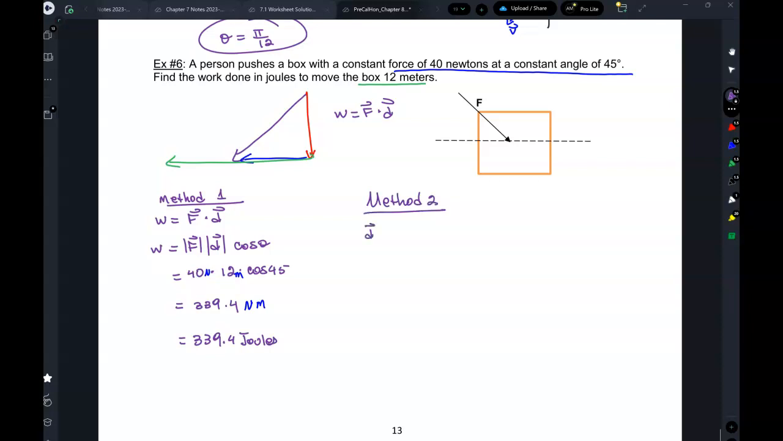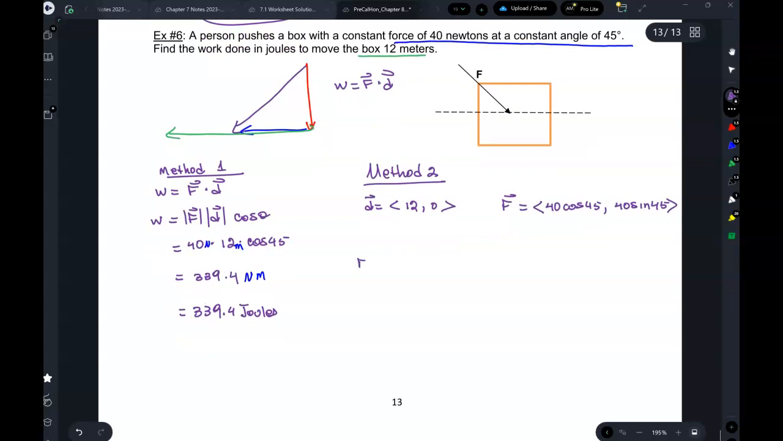Method two is, okay, what is the distance vector here? 12, 0, right? It's just moving 12. What is the force vector? 40 cosine 45, 40 sine 45. That's the same as what you were doing on the quiz, right? You have a vector and a whatever. Okay, so now what's F dot D? It's this times 12 plus this times 0.